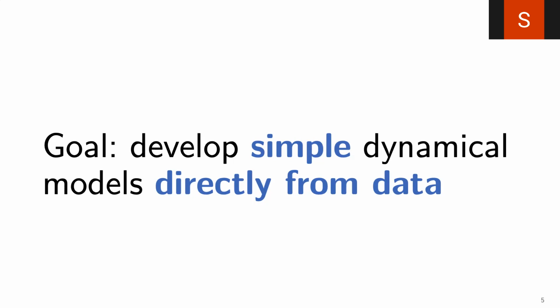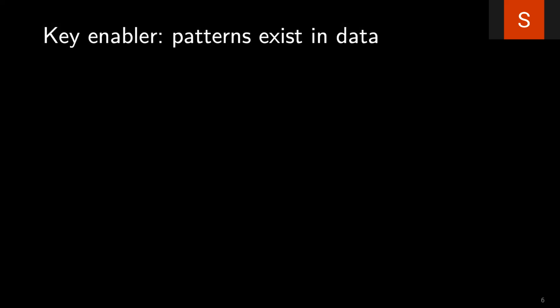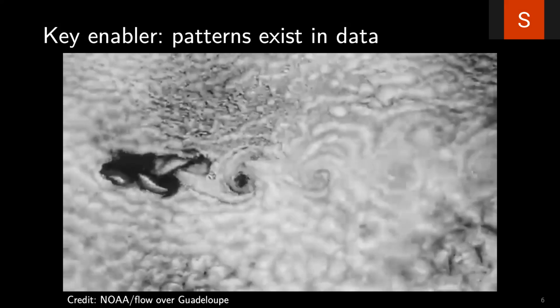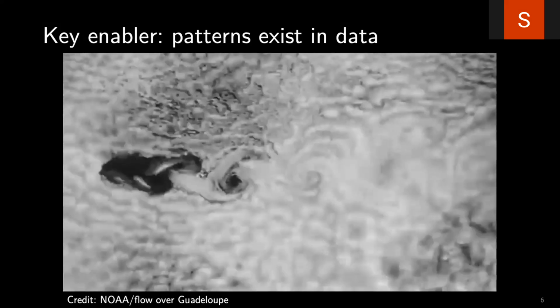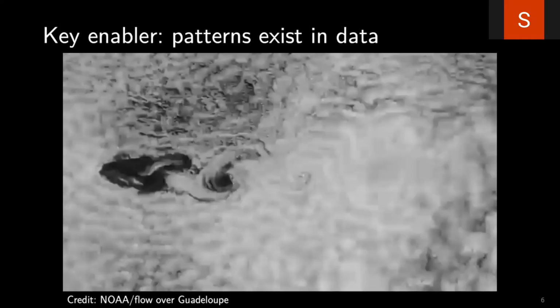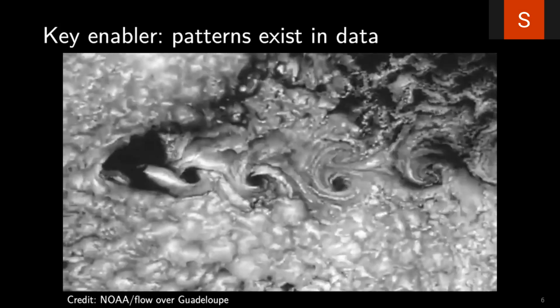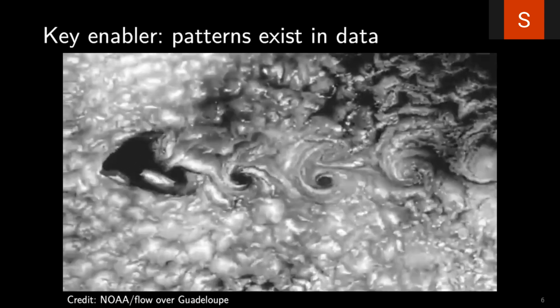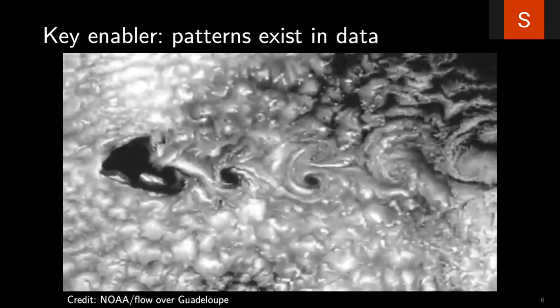The key enabler here is that patterns often exist in data, especially in data that comes from dynamical systems. I think this is shown very well by this video. This is a video of flow over the island of Guadeloupe. We know that weather and climate systems are very complex and high dimensional, but nevertheless, you can see this emergent pattern that develops in this incredibly complex system.